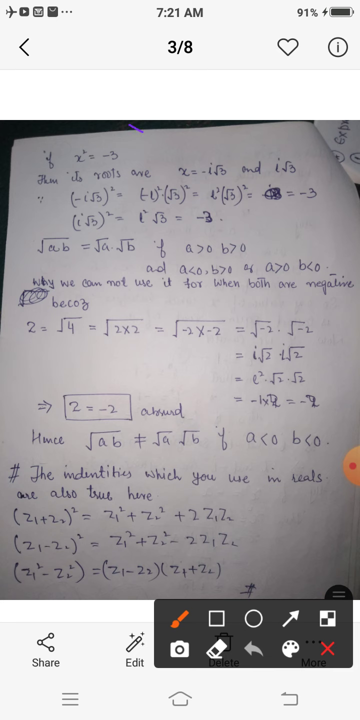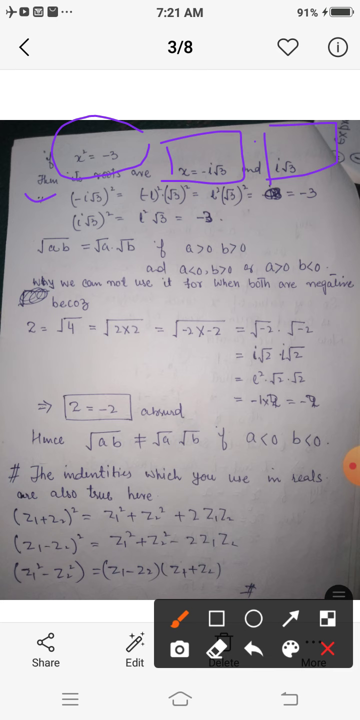Like if we consider x square equals to minus 3, then its roots are x equals to minus iota root 3 and x equals to plus iota root 3, because minus iota root 3 whole square equals to minus iota square into root 3 square. Now minus square is plus, iota square is simply minus 1, root 3 square is simply 3.